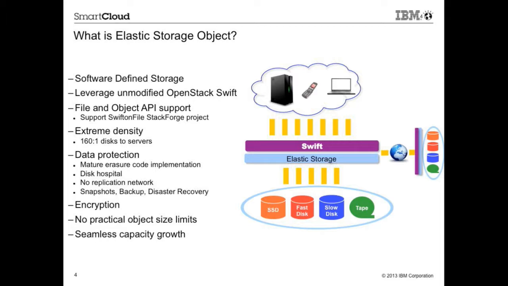So stepping back for a second, what is Elastic Storage Object? This is combining OpenStack Swift with IBM's Elastic Storage. It can provide file and object access to the same set of data through the Swift on File Stackforge project, as well as provide a variety of enterprise features such as snapshots, backup, mature erasure coding, as well as items like encryption and even a disk hospital that can monitor faulty disks and take proactive action before they become a problem in the system.